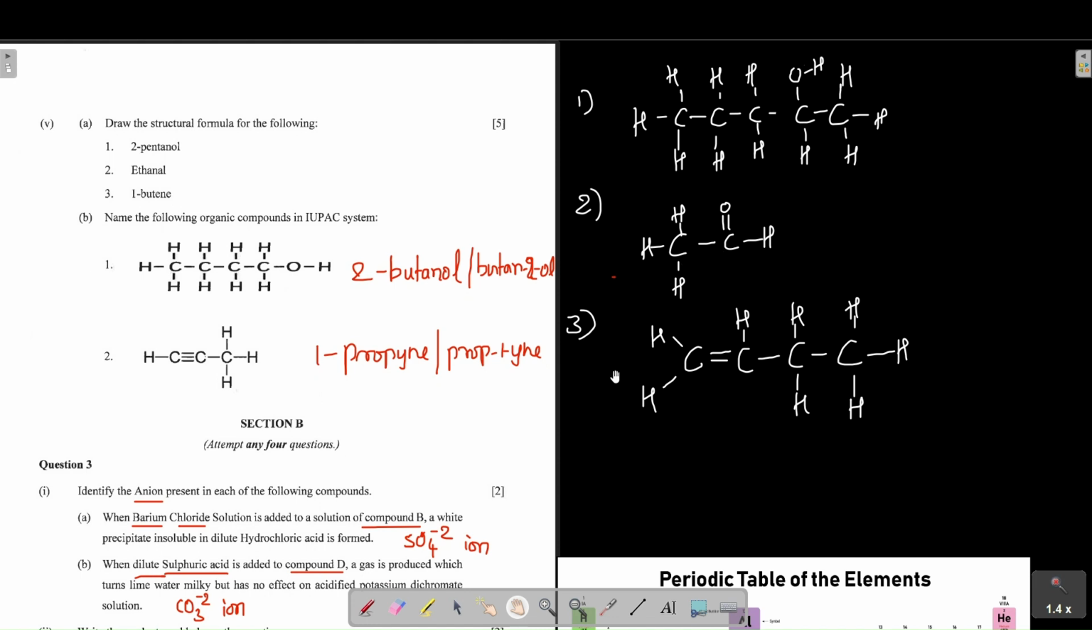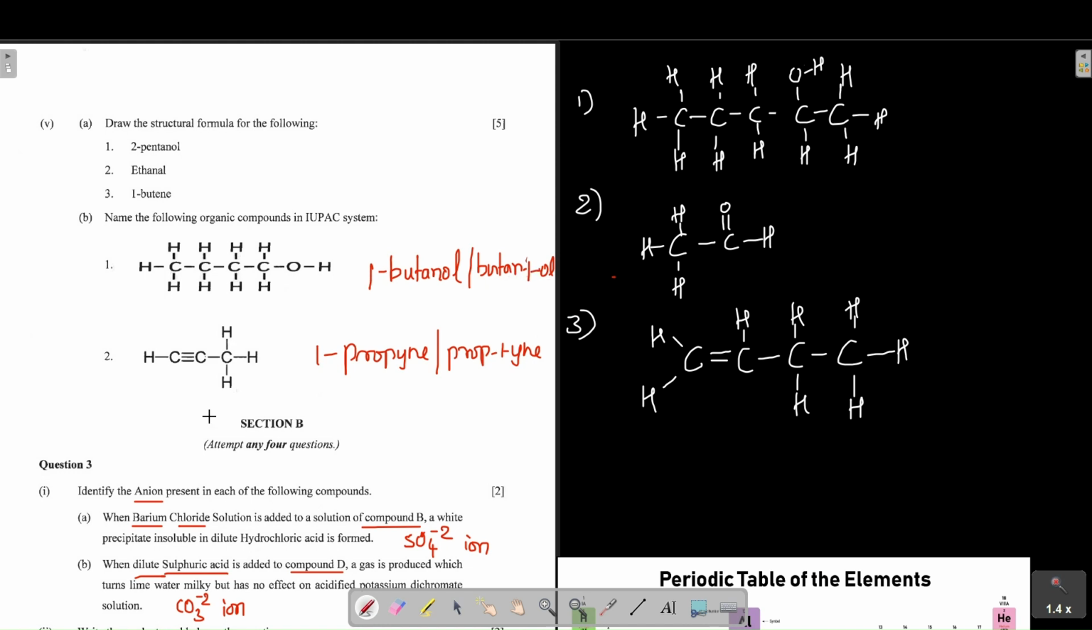1 butene. Ene means double bond. 1 position. And but means 4 carbons. 1, 2, 3, 4. So 1 means first position you have a double bond. So remaining all hydrogens. Name the following organic compounds in IUPAC system. 1, 2, 3, 4. 4 is the root word, so but. And OH is the functional group OL. What is the position of the OH? First position, not second position, it's the first position. So 1 butanol or but 1 ol.